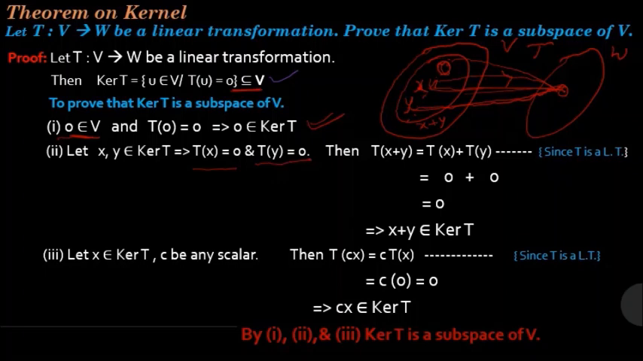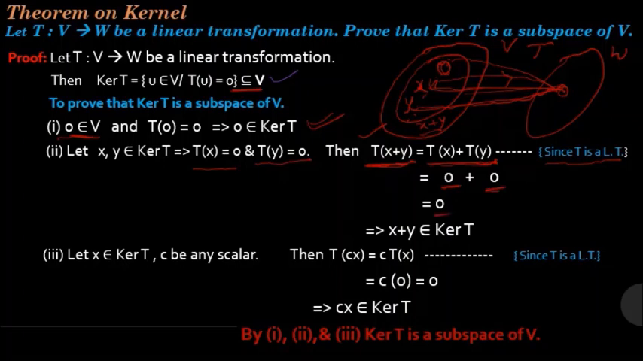When will it be there in the kernel? When it is mapped to the 0 element. So let us see what T of X plus Y will be. T of X plus Y is equal to T of X plus T of Y. Why is it so? Since T is a linear transformation, in the definition we have T of X plus Y equal to T of X plus T of Y. Then what is T of X? 0. What is T of Y? 0. 0 plus 0 is 0.